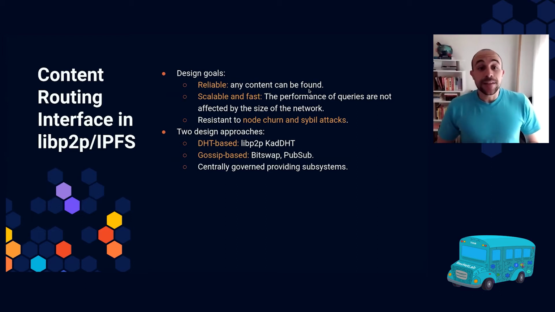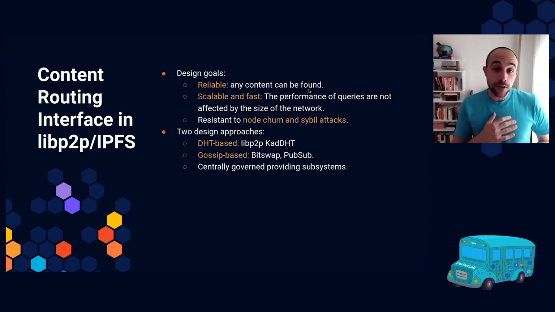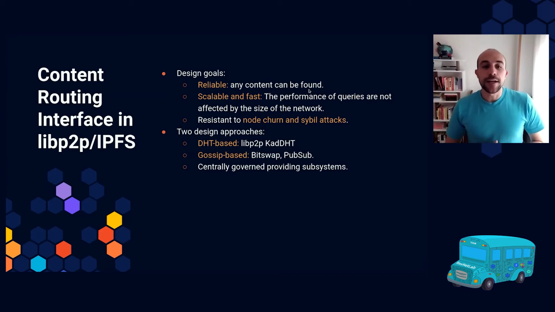And finally, they should be resistant to node churn and Sybil attack, because as we've seen, in peer-to-peer networks, nodes may be joining and leaving, and they may generate new identities. And our content routing protocol should accommodate for this.